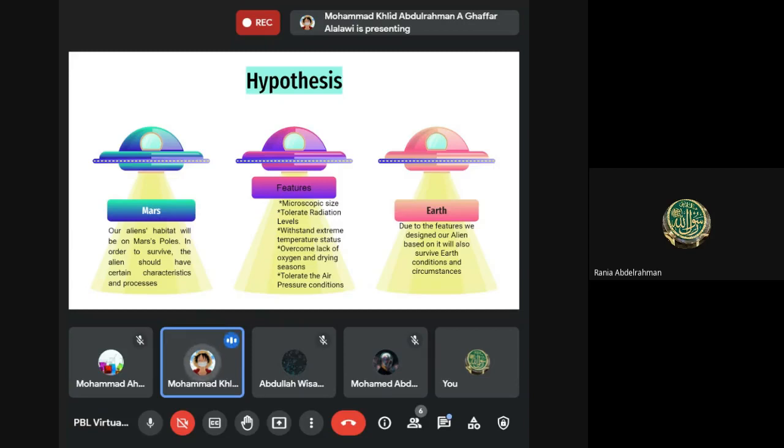It will be tolerant to high radiation levels, withstand extreme temperatures, and overcome lack of oxygen and drying seasons. It will also be tolerant to high air pressures, which are commonly found on Mars. And because we added some features to our alien, it will also be able to survive on Earth.